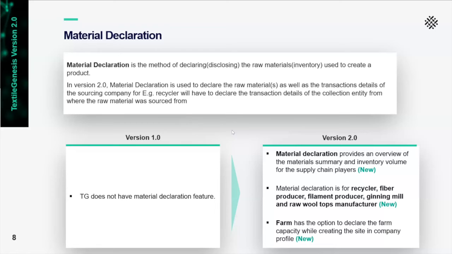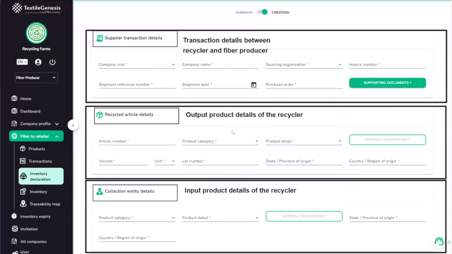So material declaration, you will see as a separate module, like how you saw transactions. If you're a recycler, you'll be able to see material declaration as a separate tab, and you will have to declare the raw materials that you use to create an output product and for which you will be conducting the transactions. For example, a recycler will have to declare the transaction details of the collection entity from where the raw materials were sourced. This is just an overview of how the material declaration would look for a fiber producer, and I will also show how it would look for a recycler.